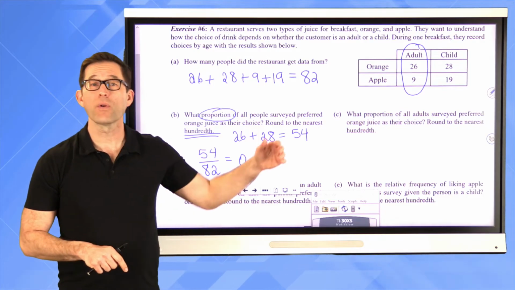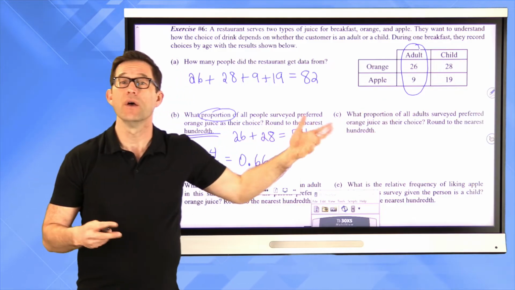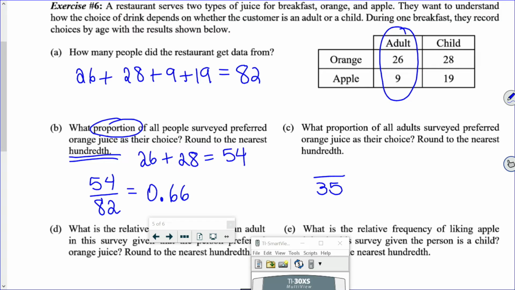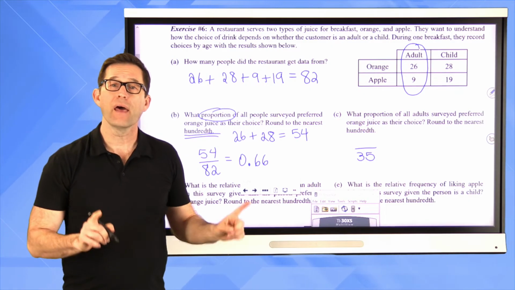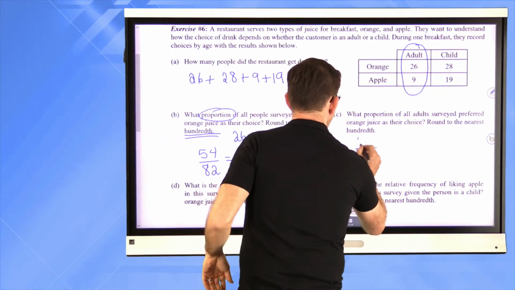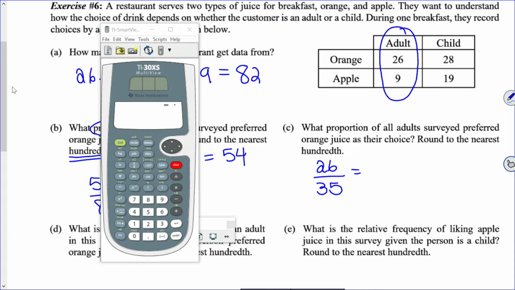Well, there were a total of 35 adults: 26 that liked orange juice, 9 that liked apple juice. So in total, we've got 35 adults. That's our denominator. And our numerator is going to be the ones who chose orange juice, and that's going to be 26. And so now I can just bring my calculator out again. 26 divided by 35, and we're going to get 0.74 rounded to the nearest hundredth.